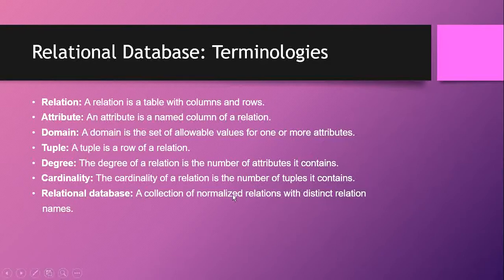So what is a relational database? It is a collection of normalized relations with distinct relation names. It is a collection of normalized tables with distinct table names. We will discuss the normalized term later.